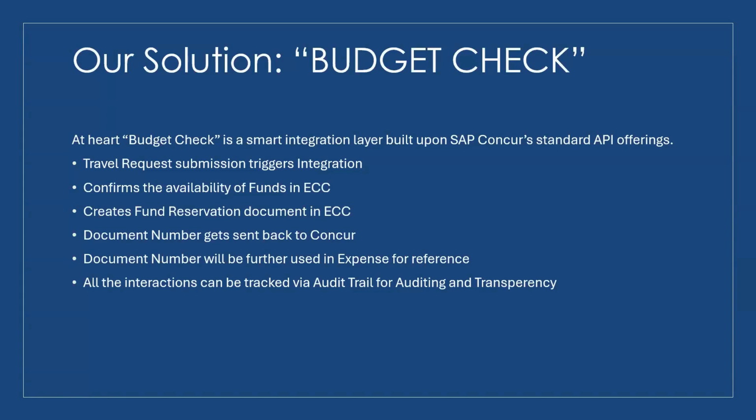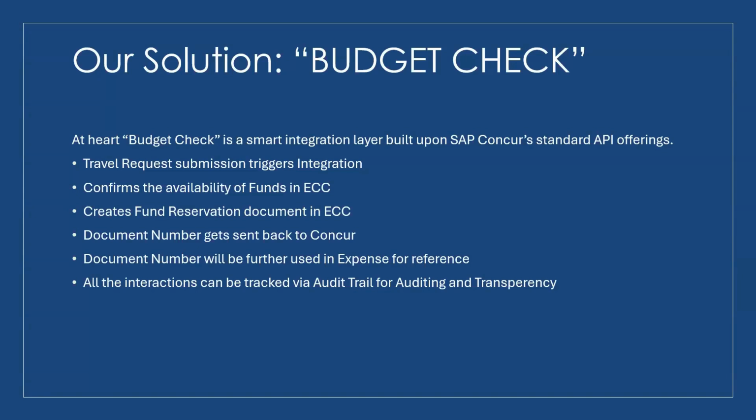So when funds are available, ECC creates a fund reservation document. And that document number will be sent back to Concur and will be saved on the request submitted. And that number will be further used in future when the actual expense takes place and the user wants to submit the reimbursement reports. The data available in the request will be then transferred to the expense report, and this document number will be transferred for further usage.